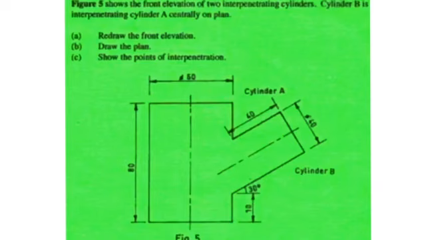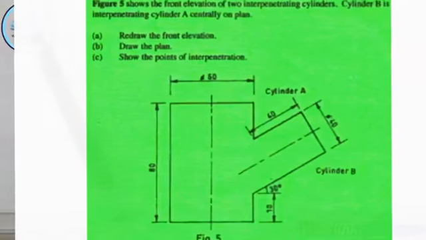Now, what the question is trying to produce is as follows. Number one, redraw the front elevation. The other question is, draw the plan, and the last one is, show the point of intersection. Now let's start with the first one. We draw the front elevation, as you can see at the right corner of the screen.